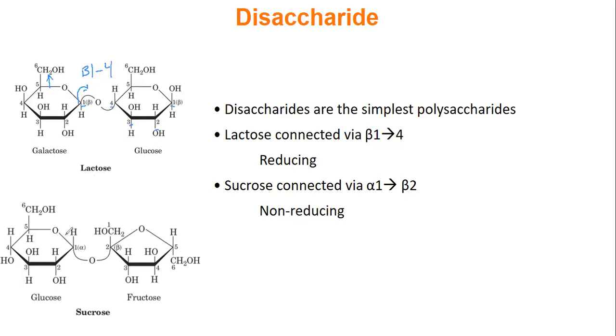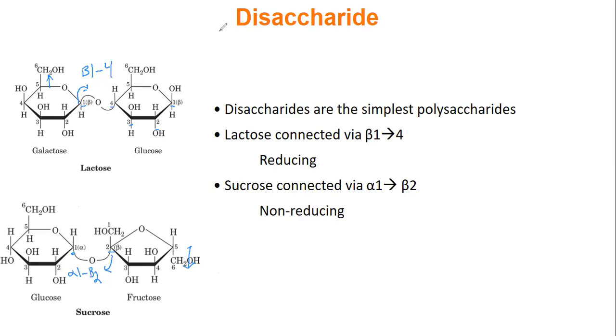Sucrose, well, we have our anomeric carbon down here. It's in the alpha position, so alpha 1. Then our anomeric carbon is actually carbon 2 for fructose. It's in the beta position. You can tell it's beta because the bond is going down. CH2OH is going down. They're both pointed in the same direction. So this linkage is alpha 1, beta 2.